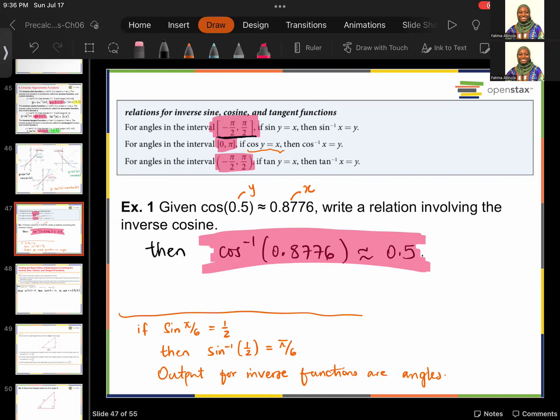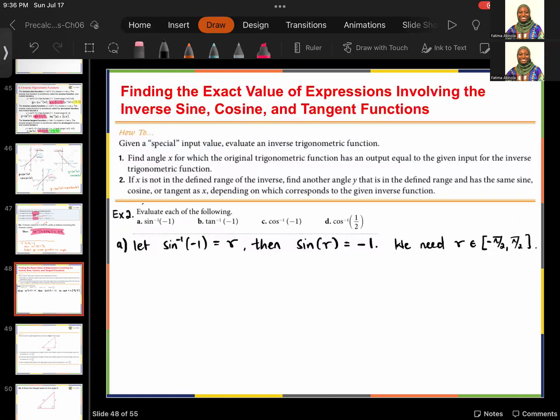Okay. All right, now let's think about it. What angles would give you -1? If you look at your good old regular unit circle, the point where sine is -1, so the point where sine of something is -1, is r equal to 3 pi over 2.